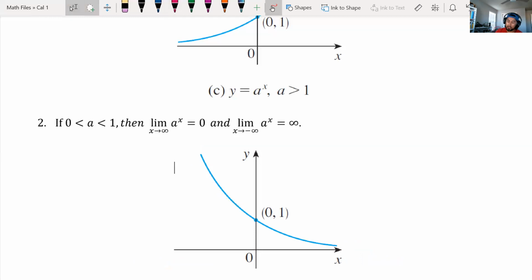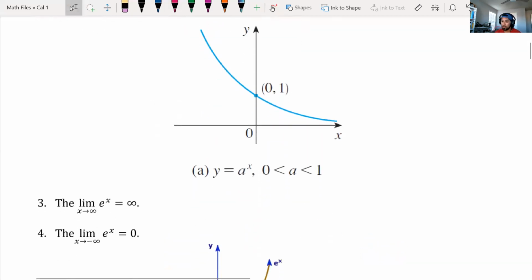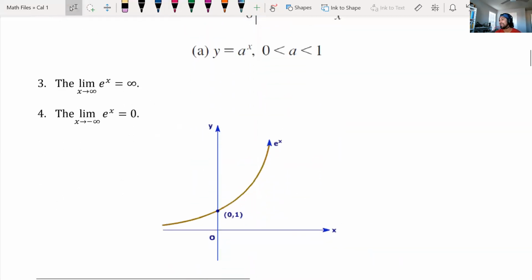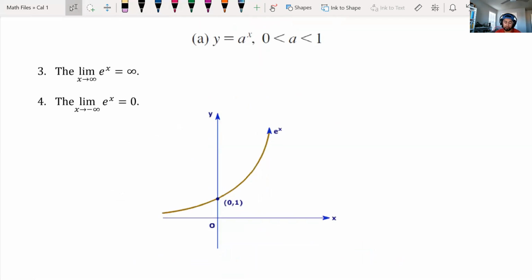Okay. And these same rules would apply for the e to the x function. The limit as x approaches infinity of e to the x would go to infinity. And the limit as x approaches negative infinity of e to the x would be 0. Again, shown by the graph. So we will apply these limit laws to the next page.